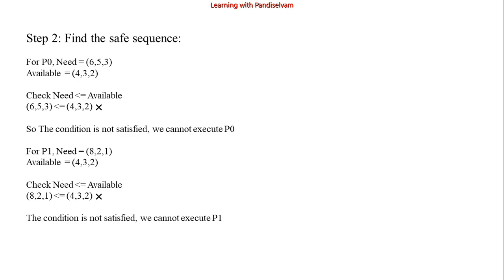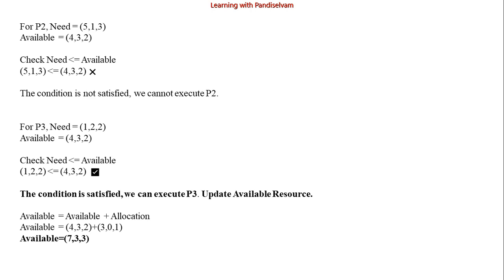Available resources are 4, 3, 2. Obviously P1 is not satisfied with the available resources, so we can't execute P1. Next process P2. What is the need of P2? 5, 1, 3. Available resources are 4, 3, 2. Checking need less than or equal to available, we can't execute because P2 needs 5 instances of A, but available is only 4, so the condition is not satisfied. For P3 the need is 1, 2, 2 and available is 4, 3, 2. So P3 is satisfied with the available resources.